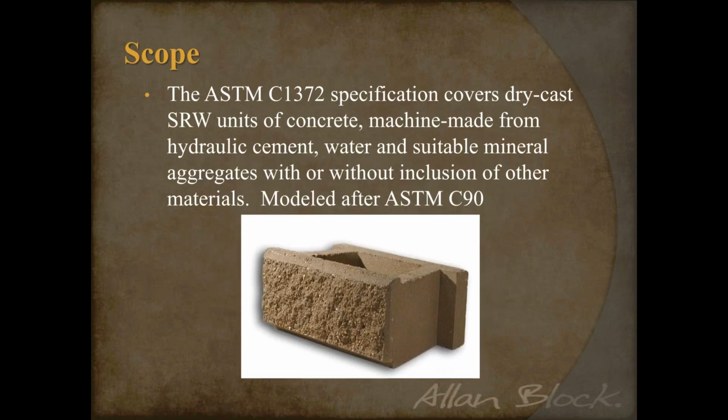ASTM C1372 specification covers dry-cast SRW units of concrete, machine made from hydraulic cement, water, and suitable mineral aggregates with or without inclusion of other materials. Sounds like an engineer wrote that, but they want to be very specific about what this is covering.